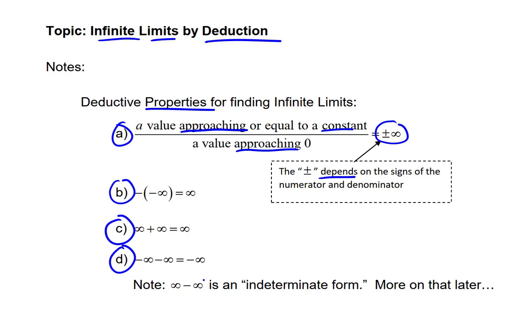Okay, so some of those are pretty intuitive, but we can't take them for granted. We have to state them as we need to use them here. Now, there's an extra note we want to add, which is this. Notice infinity minus infinity did not show up as a property. That's because this is what's called an indeterminate form, and we haven't quite gotten to all those and what that means, so more on that later.